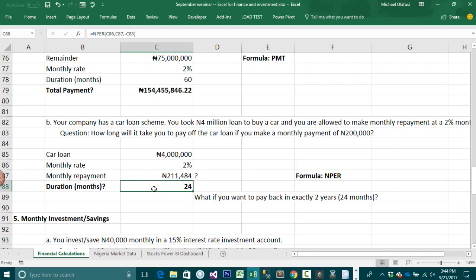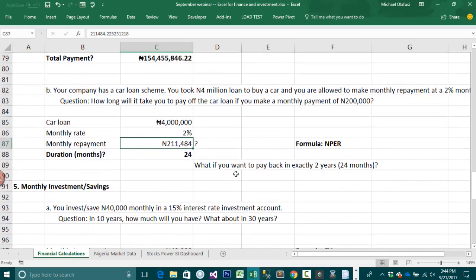years exactly, then I have to tell them to deduct 211,484 naira from my salary. You can see how accurate it is. So you just tell them to deduct exactly this amount from your salary every month. So that is it. And going on, any question?